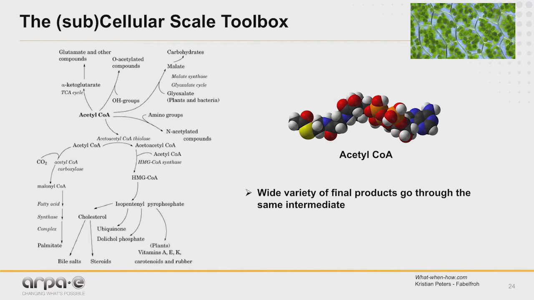When we zoom even further out to the subcellular and cellular level, we see that biological systems often go through the same intermediate to get to different final products. A good example is acetyl-CoA, which is an intermediate for a whole host of different final products, including vitamins, steroids, and bile salts. So how can we translate some of that knowledge to heterogeneous systems? Well, we can really start thinking about tandem catalysis, which might allow us to break free of the equilibrium limitations of single reactions.